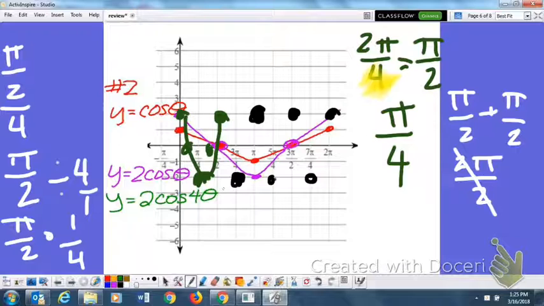You don't have to calculate it. Don't calculate them unless you just want to practice. I'm not going to calculate all those. So you're going to put it halfway, halfway, halfway, all the way out. And then play connect the dots.